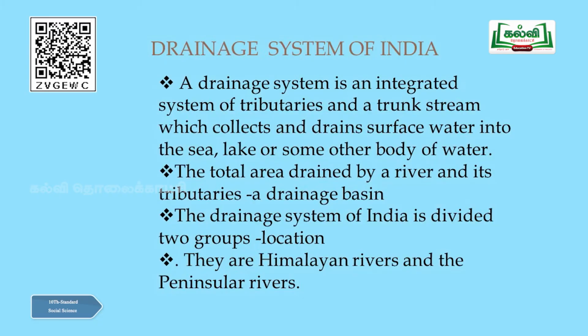A drainage system is an integrated system of tributaries and a trunk stream which collects and drains surface water into the sea, lake or some other body of water. The total area drained by a river and its tributaries is known as drainage basin. The drainage system of India is divided into 2 groups based on their location. Number 1 is Himalayan rivers and number 2 is Peninsula rivers.